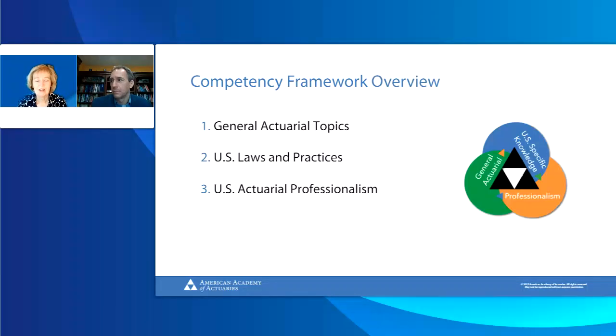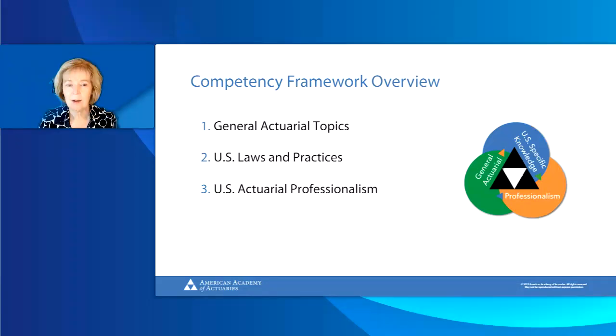Okay, so I think it's helpful to remember why the Committee on Membership and the board felt it was important to have a competency framework. When any one of us is speaking to regulators, employers, or the public, we want to be able to say what it means to be a member of the American Academy of Actuaries, what that person knows, and how they act. So the competency framework gives us the framework to actually show that.